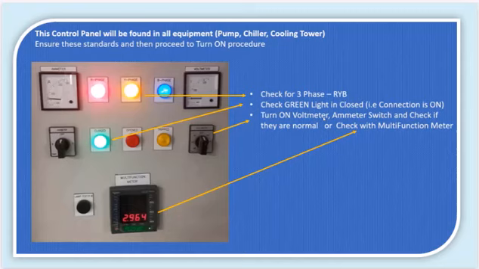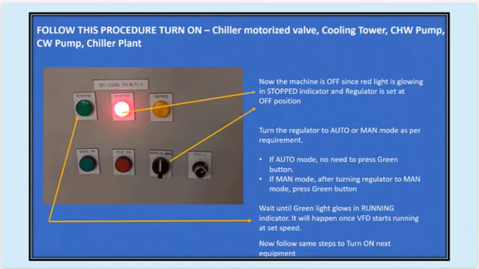This control panel is used for equipment like pumps, chillers, and cooling towers. The panel contains indicators for three-phase power, RYB, and a green light to indicate a closed connection, on. To turn on the equipment, ensure that the three-phase power indicators are lit and the green light is on. Then, turn on the voltmeter and ammeter switches and check if their readings are normal or check with the multifunction meter. Procedure to turn on chiller motorized valve, cooling tower, CHW pump, CW pump, chiller plant.